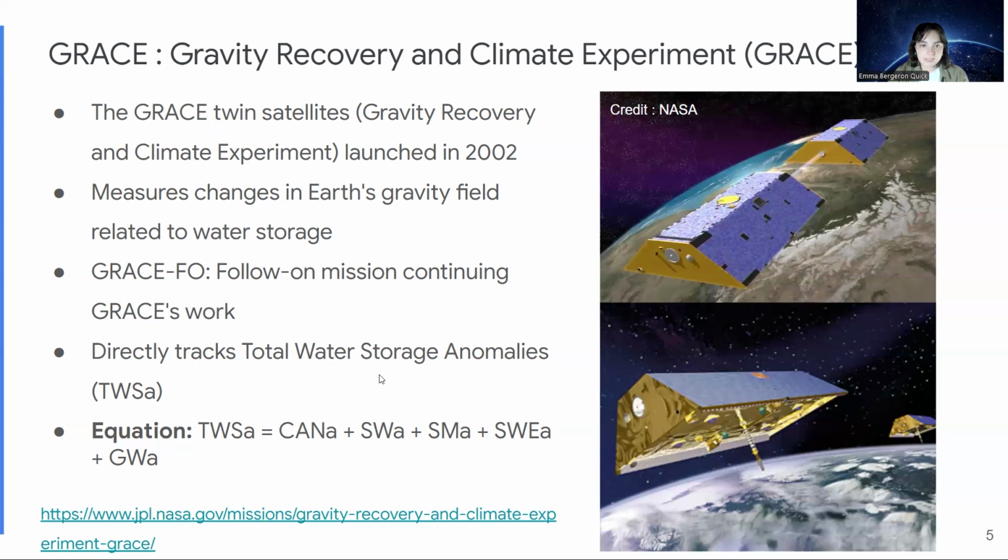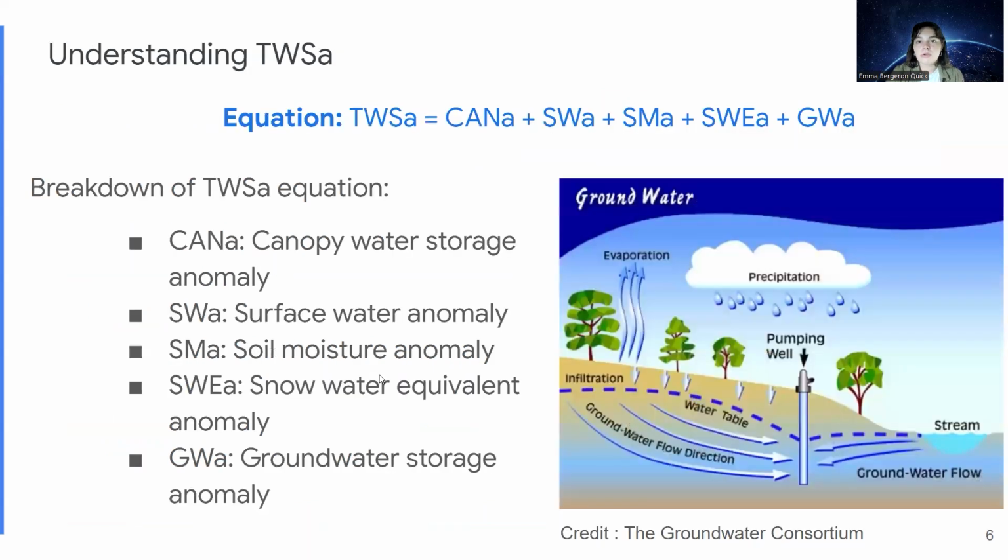For this equation specifically, I invite you to also visit the slide because I'm not going to dive deep into it. Each term has its own meaning, and we're going to look in the code at the soil moisture and the snow water. The equation has the canopy water storage, the surface water anomaly, the soil moisture, the snow water equivalent anomaly, and the groundwater storage anomaly. You also have this diagram here just to give a bit of context on groundwater, where it goes and what it is.